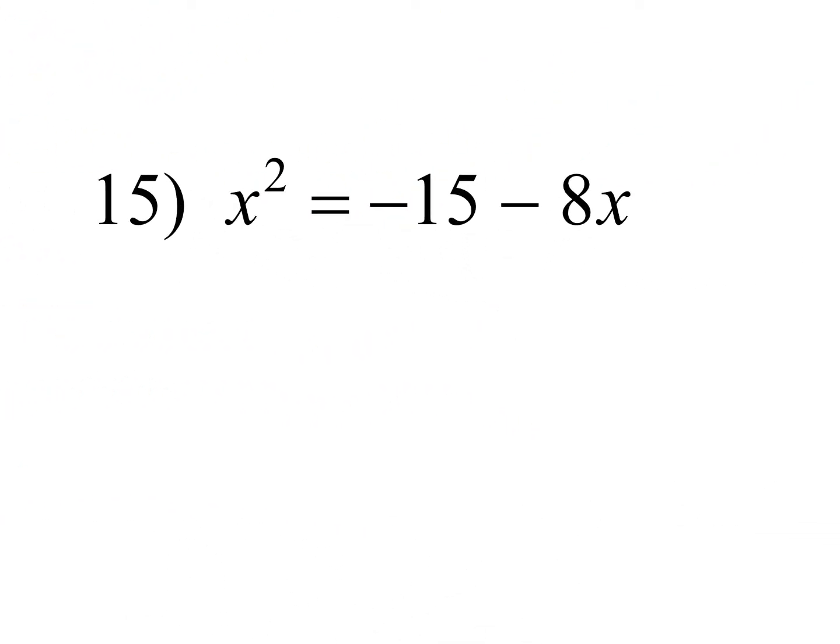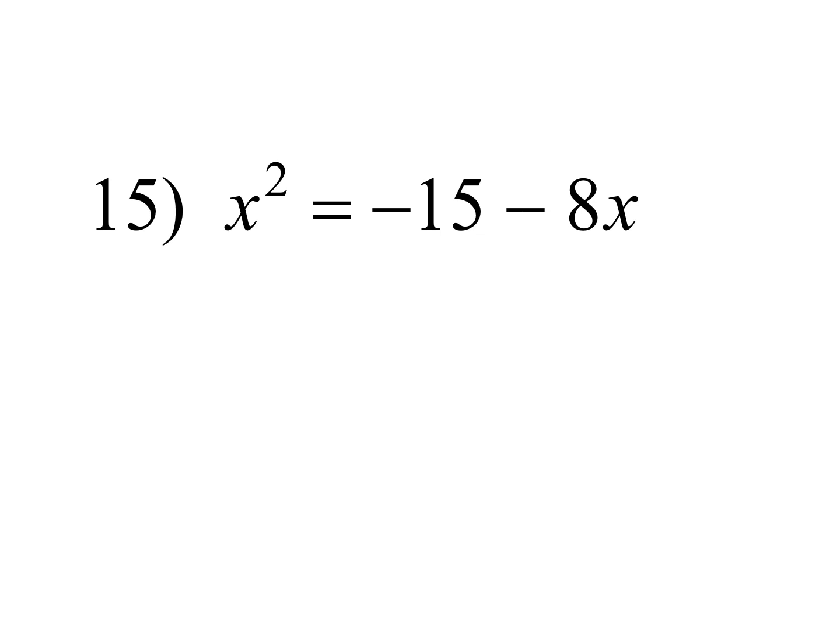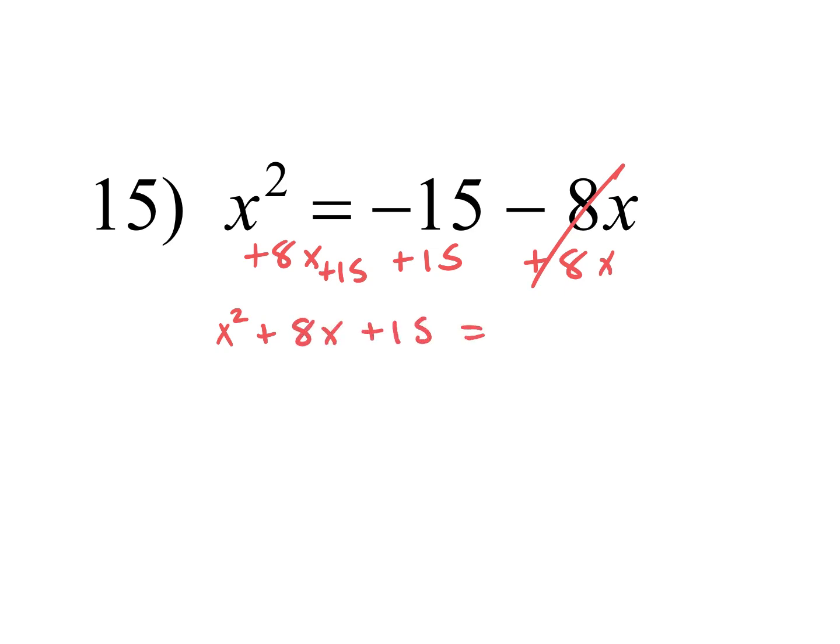All right, let's look at 15. So I need it to get equal to 0. Janessa, what should I do first? Awesome. Add 8x. And what else? So I'm adding 8x to the other side. What else needs to get moved to the other side? 15. So I'm going to add 15 to the other side too. So it's x squared plus 8x plus 15 equals 0.